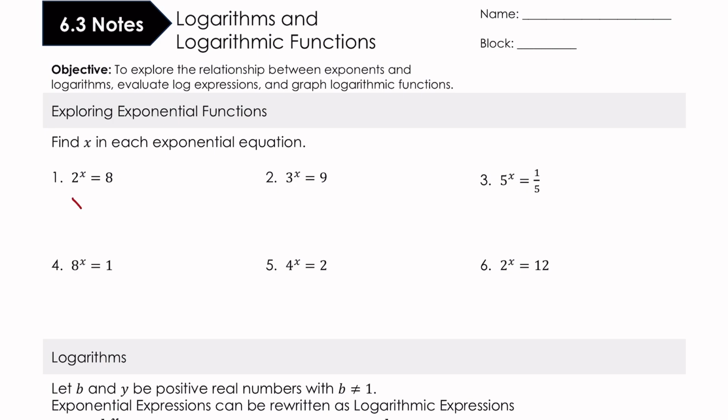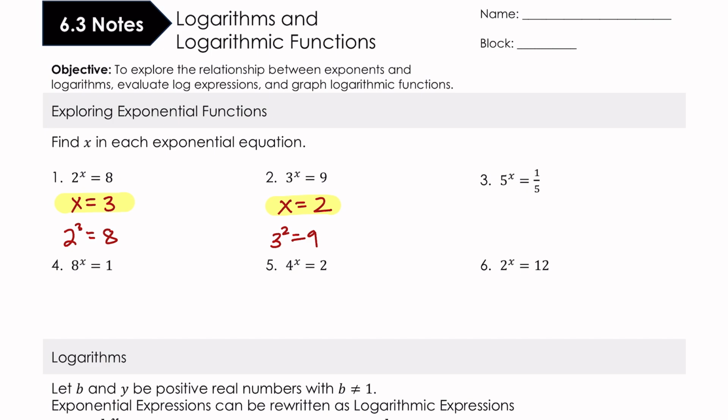Well, 2 to the third equals 8. So x has to be 3. Going with number two, we're saying 3 to what power equals 9? Well, 3 squared equals 9. So x has to be 2. Okay, we're just using our logic in that way.